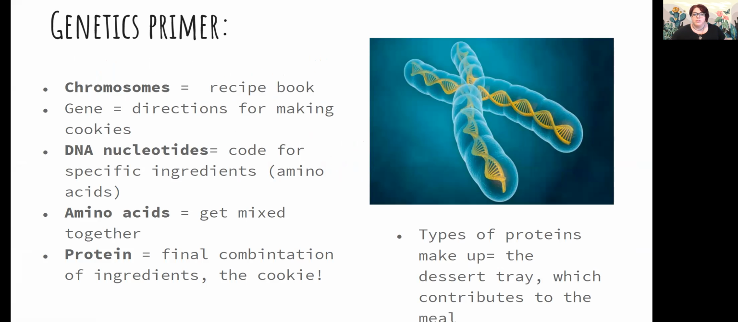If we zoom in a little bit to the gene, a gene would be like the directions for making a specific type of cookie. And then if we zoom in even further, we're looking at this picture down to the DNA level, the order of the bases codes for specific ingredients for the cookies, or in biology land, amino acids. The amino acids are what get mixed together to actually form a protein, or if we think of our analogy here, the cookie. And then all of these proteins or cookies come together to make up our dessert tray, which contributes to the meal. So why am I telling you all of the different levels of baking and genetics here?